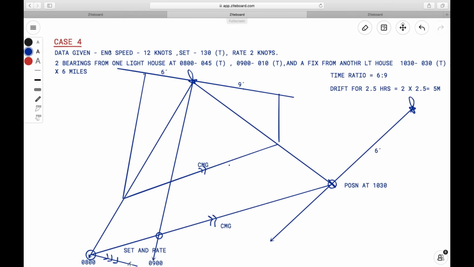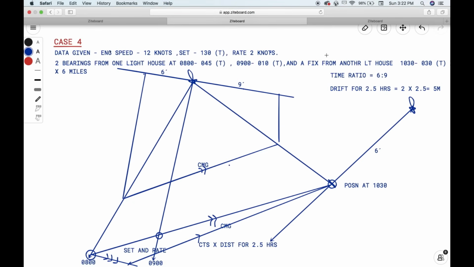It's 5 miles you marked, and from there to this final position, if you join a line, you will get the CTS. So let's join that. From this point to this point, this will be your CTS, and if you calculate the distance, you will get the distance for 2.5 hours. If you divide that by 2.5 hours, you will get the engine speed. So we found all the elements. This is how you do these kind of problems.